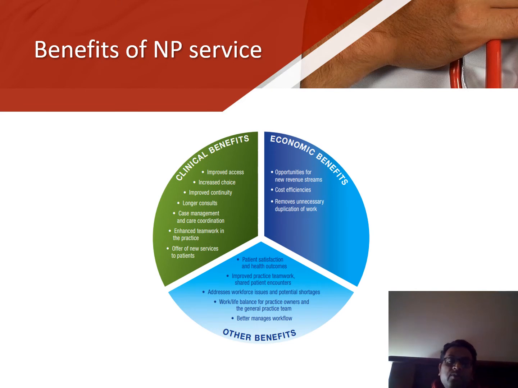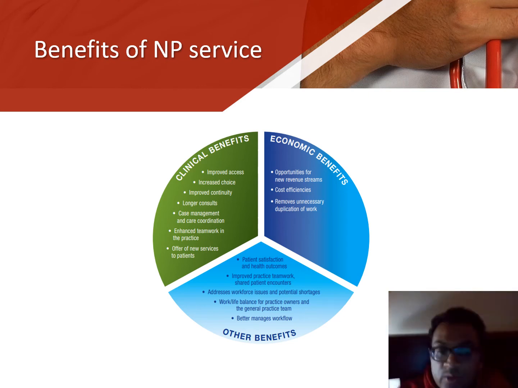This is a very good pie chart about the benefits of the nurse practitioner. You can definitely discuss that part. The clinical benefits are that it improves access, increases choice, improves continuity, longer consults, case management and case coordination, enhances teamwork in a practice, and offers new services to patients.